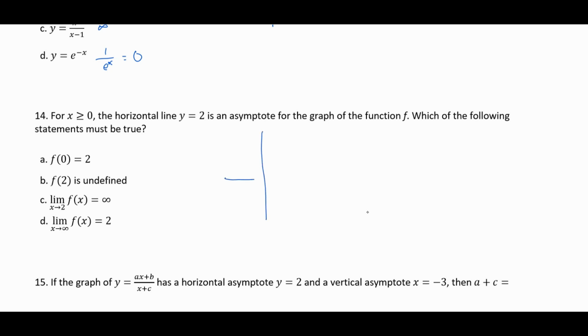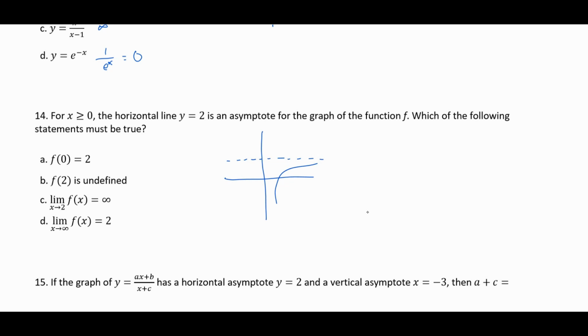So here is y equal to 2, and it is an asymptote for the graph of the function. So it could do something like that, or a function could do something like that. We don't know, but we do know that it has that kind of asymptote. So it could be like any of those. We don't know. All right, do we know that f of 0 equals 2?